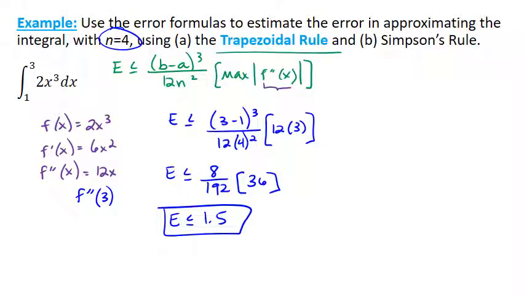When I multiply that out, I get the error to be less than 1.5. So when applying the trapezoidal rule with 4 trapezoids to approximate this integral, I will have a value that is less than or equal to a difference of 1.5. Now you'll find in the next example, when applying Simpson's rule, that we will get a better approximation.